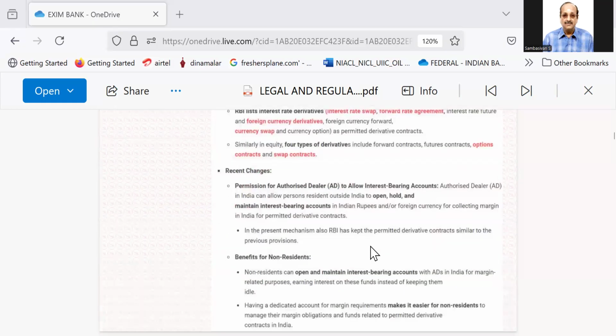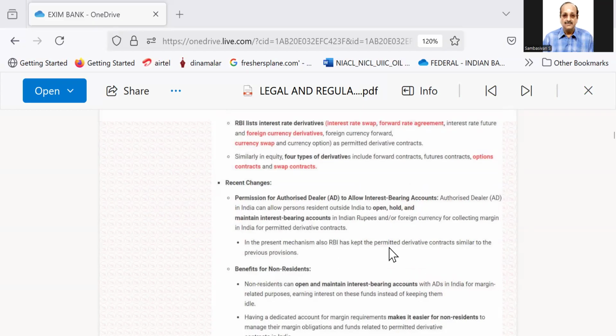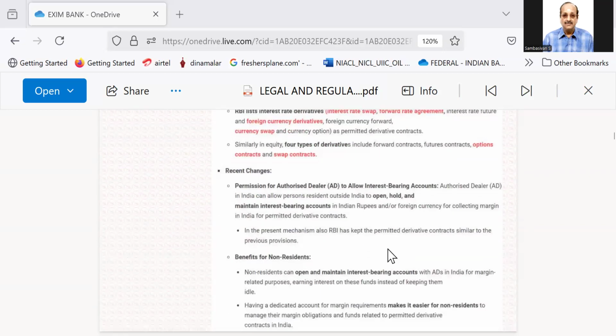Recent changes: permission for authorized dealers to allow interest bearing accounts. An authorized dealer in India can allow persons resident outside India to open, hold, and maintain interest bearing accounts in Indian rupees and/or foreign currency for collecting margin in India for permitted derivative contracts. In the present mechanism, RBI has also kept the permitted derivative contracts similar to the previous provisions.